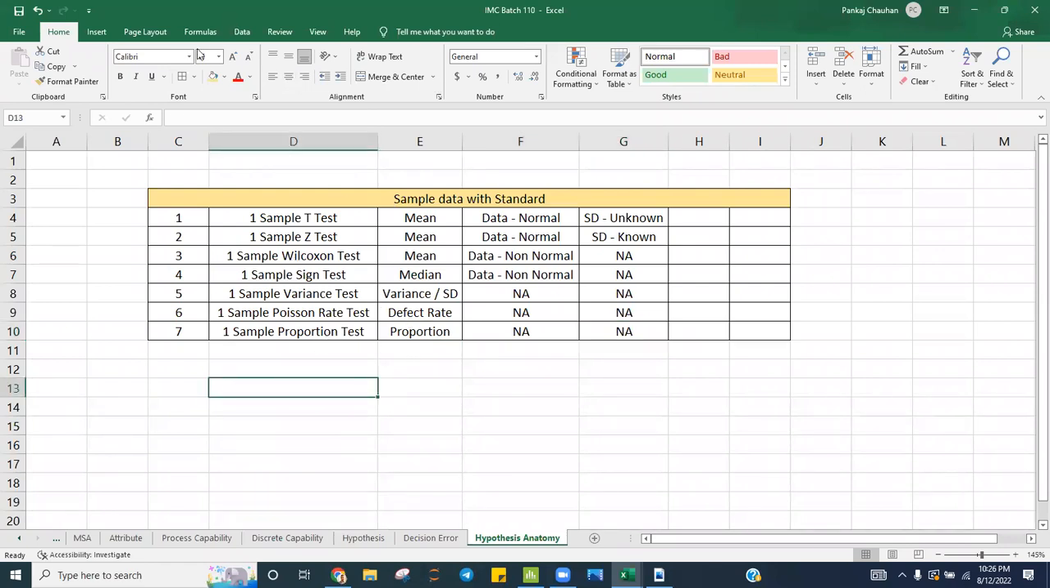These are the tests we perform when you are comparing the sample data with the standard data. If you compare mean or median, variance, defect rate, or proportion, whatever your target is. So these are the tests we'll be performing. Ask me a question in case anyone of you has one.